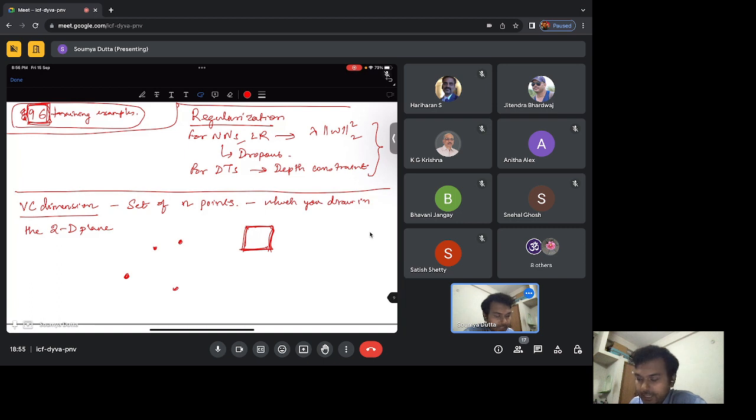Okay. Even if you find one such set of points for which this rectangle is able to classify all possible configurations, that means you are done. Your VC dimension is at least that much.